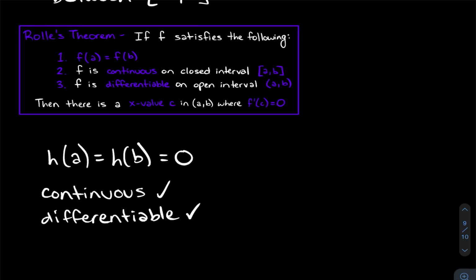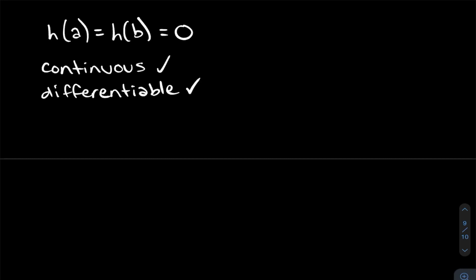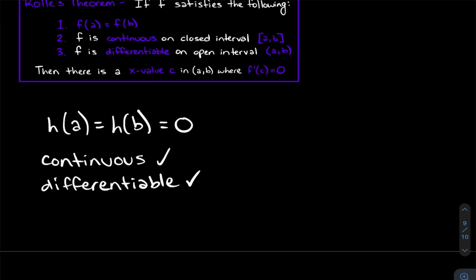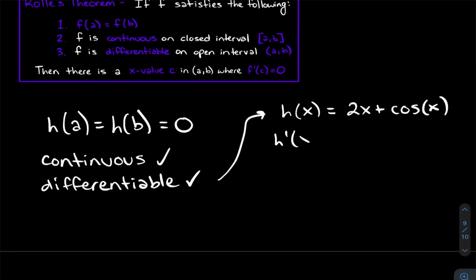So then what Rolle's theorem says is that there has to be an x value where you turn around, where your slope is 0, where you go from going upwards to going downwards. So let's see if there is that actual point. I just talked about what the derivative was, but I can write it again. We know that h of x is 2x plus cosine x. H prime of x, the derivative, is going to be 2 minus sine of x.